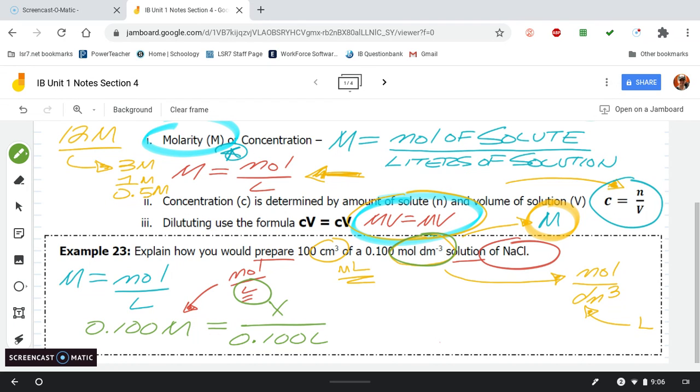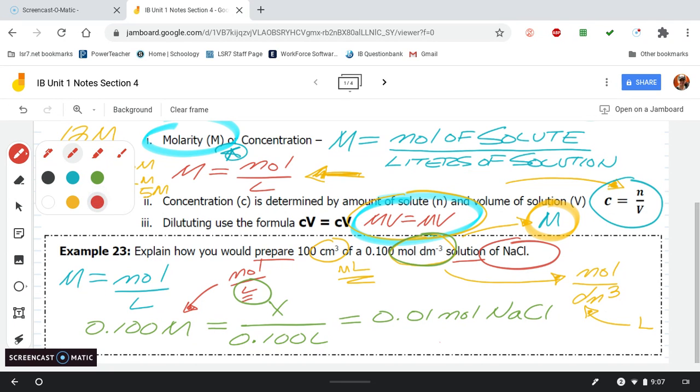So we're going to solve for X. We're just going to multiply those two, and we're going to get a value, and that's going to give us moles. Okay, so we're going to get a value in moles, and it's going to be 0.01 moles of NaCl. So how would I prepare this? Well, I've got to put in some moles, but we can't measure moles in class, so we're going to want to convert this over into grams. So we're going to do that real quick.